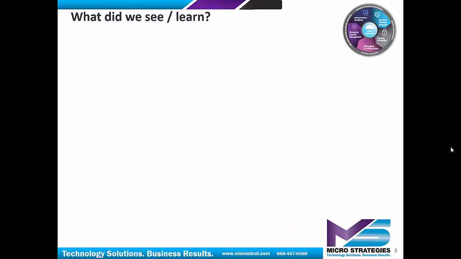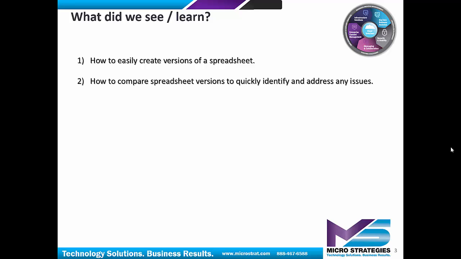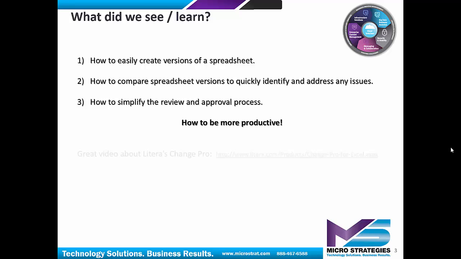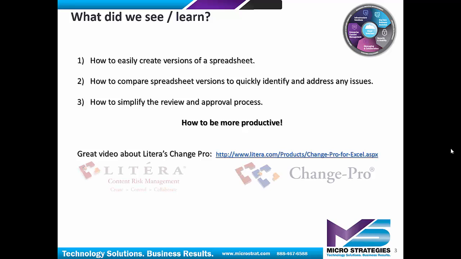Now, what did we see or learn? Well, we saw how easy it was to create versions of a spreadsheet, how to compare spreadsheet versions to quickly identify and address any issues between those versions, how to simplify the review and approval process, basically how to be more productive. So I've got a link here to a pretty good video by our friends at Litera. And Change Pro for Excel is the key product we used to show that particular comparison.